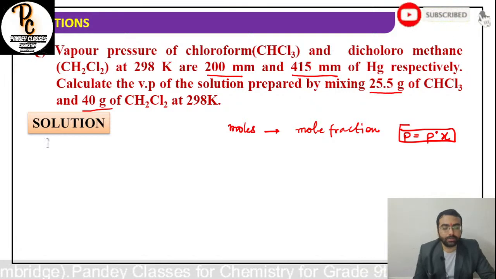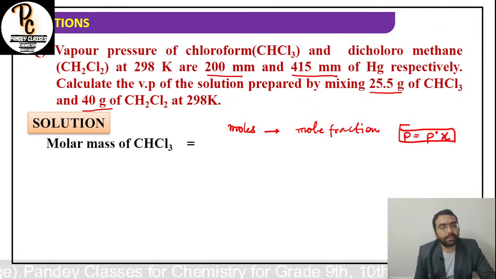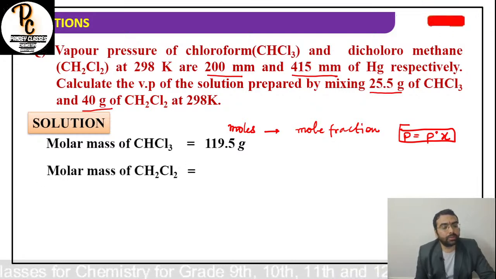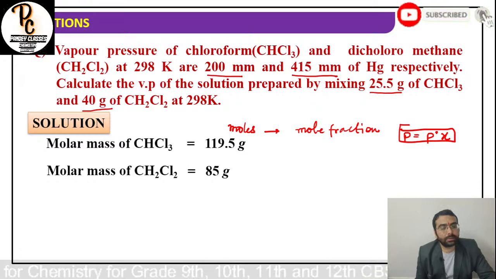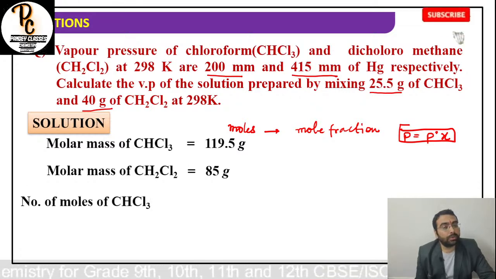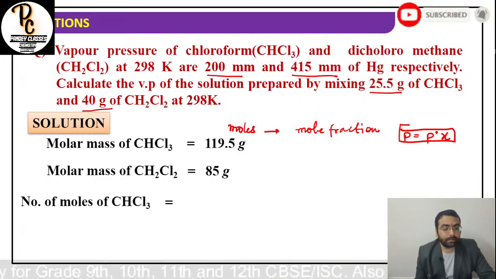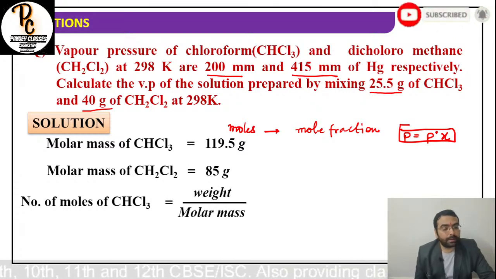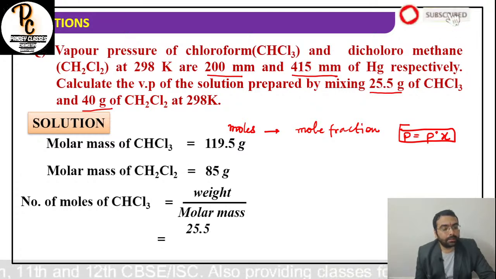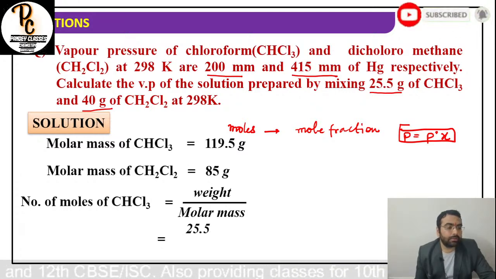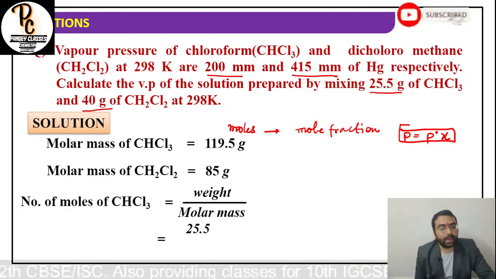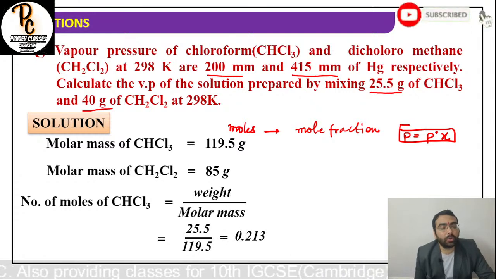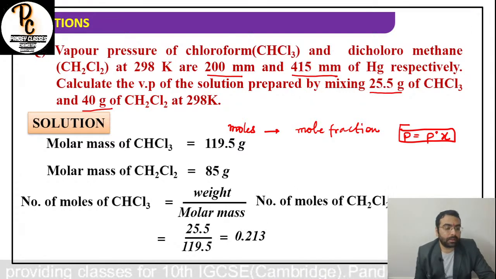So let us solve this question. The molar mass of CHCl3 is 119.5. The molar mass of CH2Cl2 is 85 grams. First we find the number of moles of CHCl3. The formula we all know: weight upon molar mass. The mass given is 25.5 gram divided by 119.5, which gives 0.213 moles.